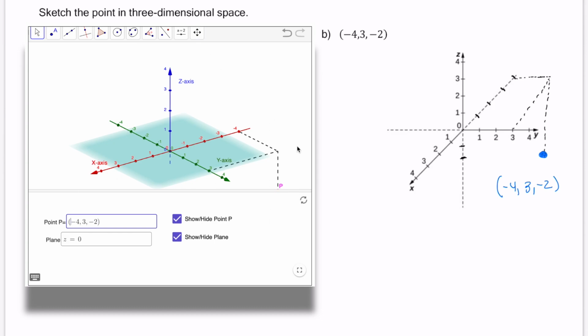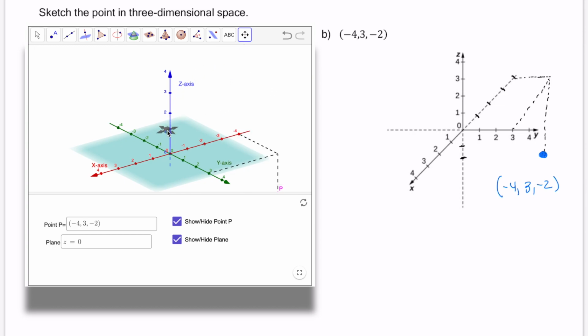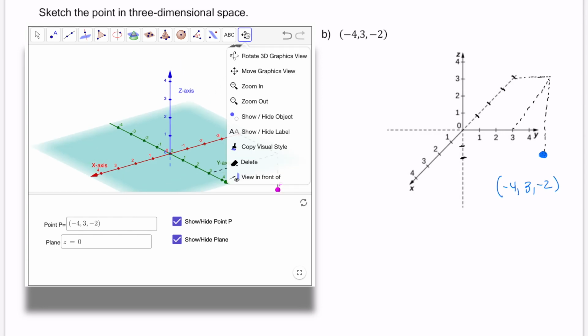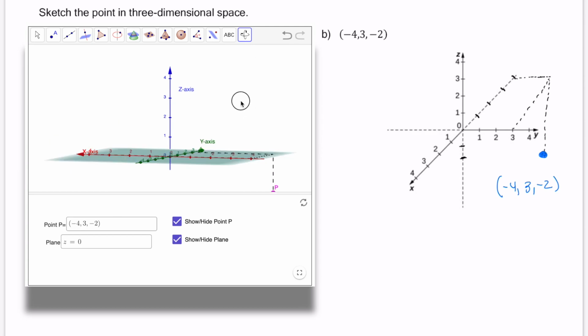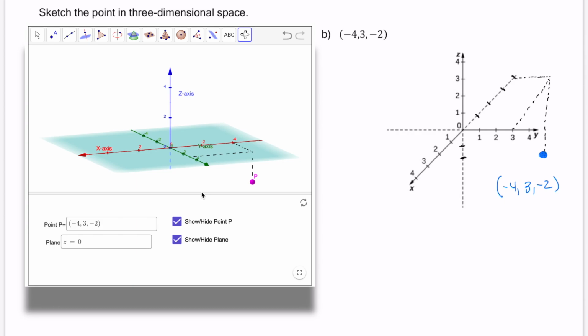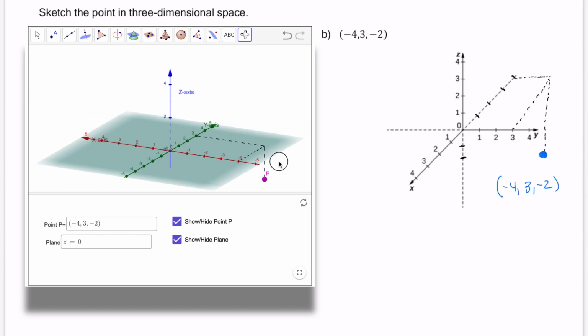So what I want to do is go to Move Graphics. You'll get this tool. Place that right on the Z-axis and pull it up or down as you want to get a better view. Then I can go back to Rotate, and there it is. Let's zoom out a bit. And there's the point. Along the x-axis is negative 4. Along the y-axis, you can see here that's a 3. And then it's a negative 2 on the z-axis, so it lies below the xy plane.